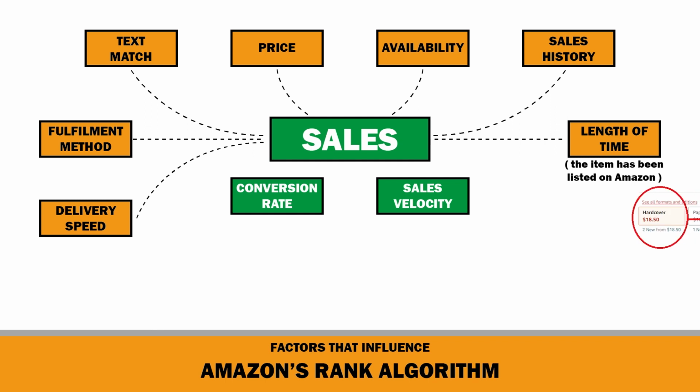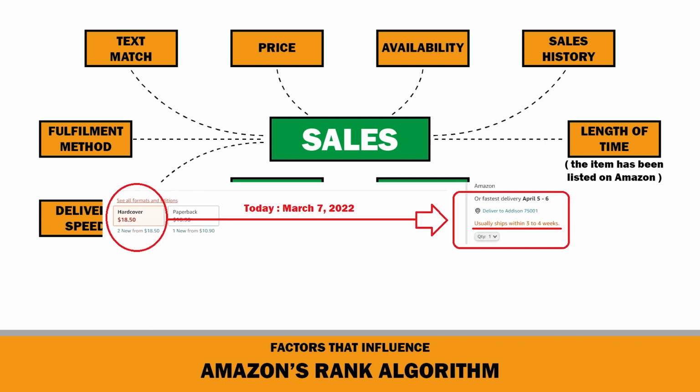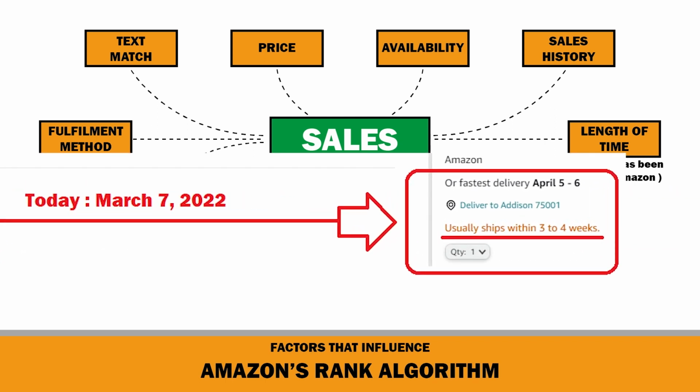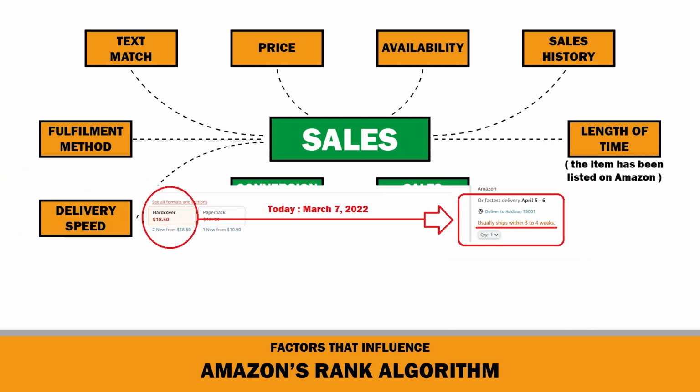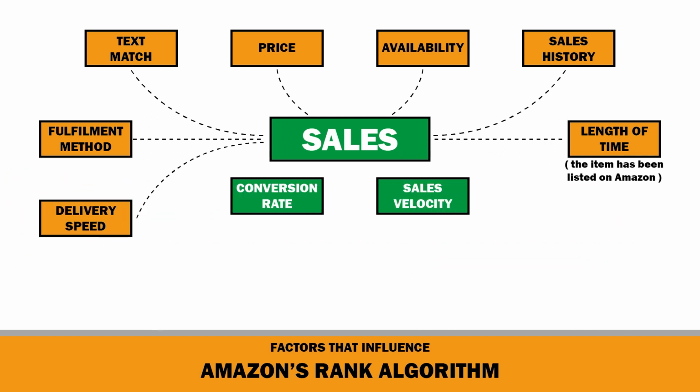So, when the customer clicks your hardcover book and sees the information "usually ships within 3 to 4 weeks," probably they will search for another product, and this will reduce your product's conversion rate. It can be the reason why you can't sell hardcover books as much as you want for the moment.